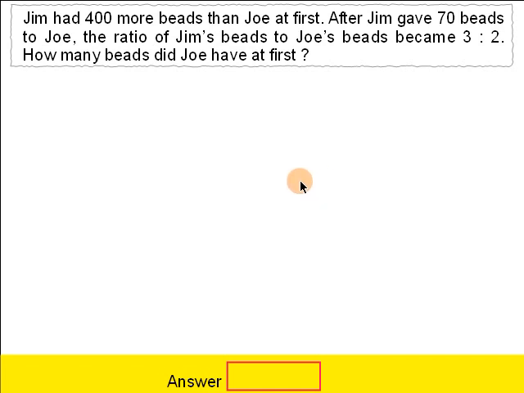Well, this question says that Jim had 400 more bits than Joe at first. After Jim gave 70 bits to Joe, the ratio of Jim's bits to Joe's bits became 3:2. So how many bits did Joe have at first?